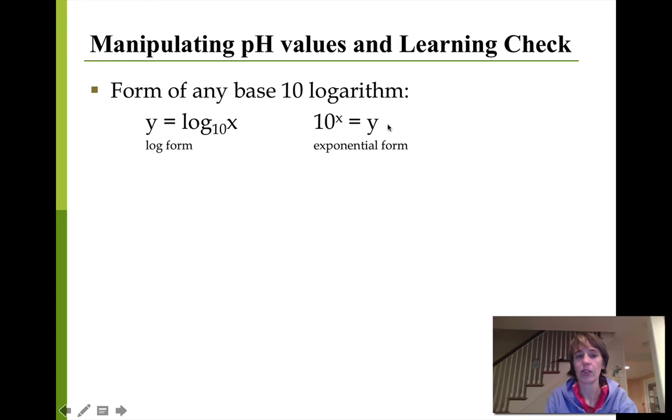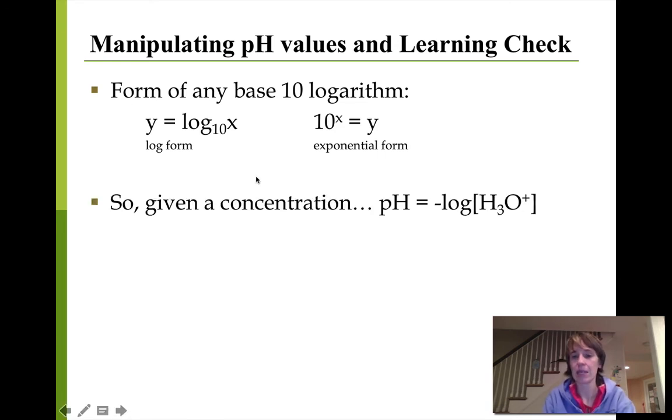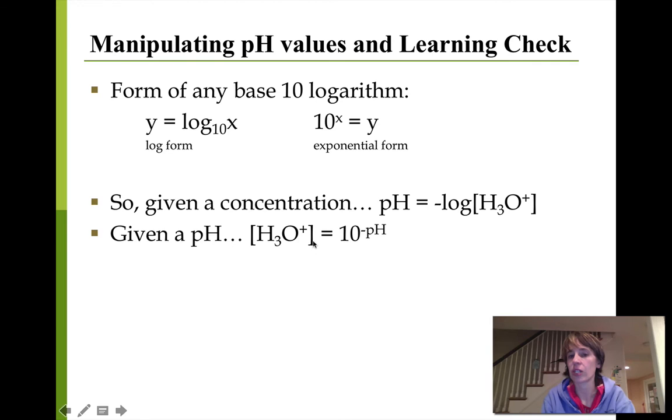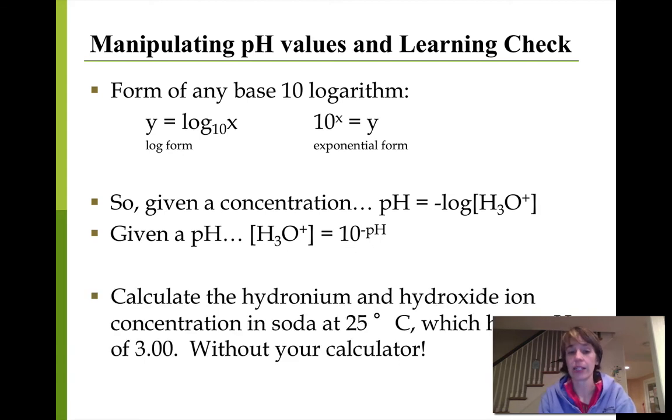So that means that if pH is negative log of hydronium ion concentration, we can also say that hydronium ion concentration is 10 to the negative pH. So in this first equation, pH is like the y. This is a base 10 log, and then the x is the hydronium ion concentration. So to solve for hydronium, it's 10 to the negative y, or pH in this case. You should be able to do some of this math in your head without too much trouble.